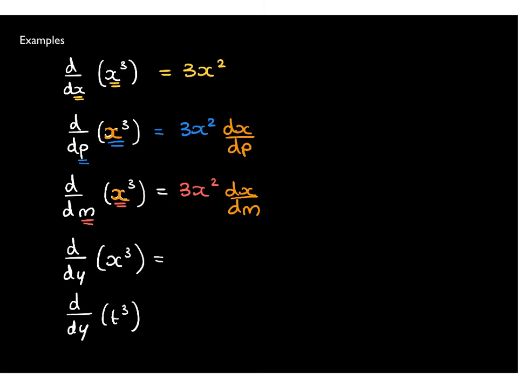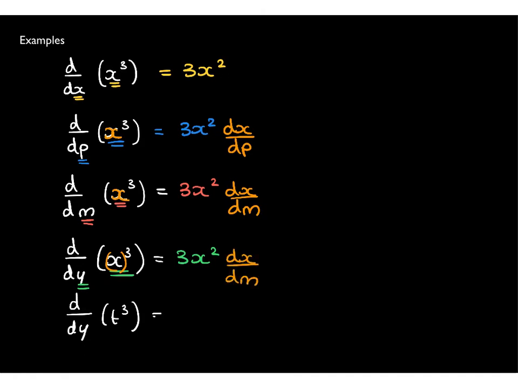Next example, we're differentiating x cubed again with respect to y. So this will give us 3x squared, looking at the outer function. But then again, we need to multiply by the derivative of the inner function, which is this x. So we get dx by dy.